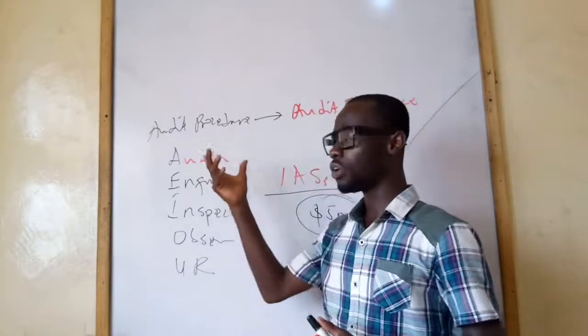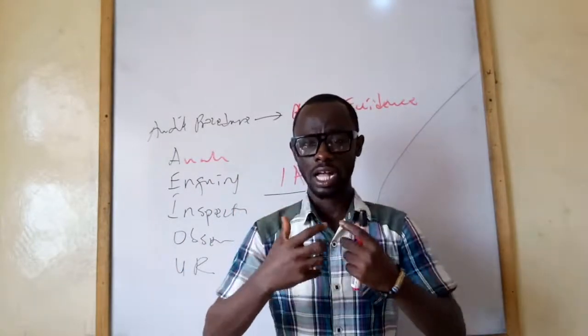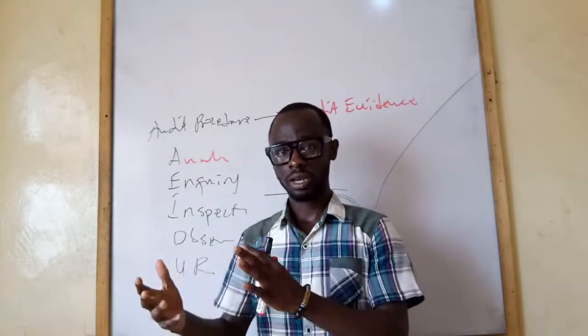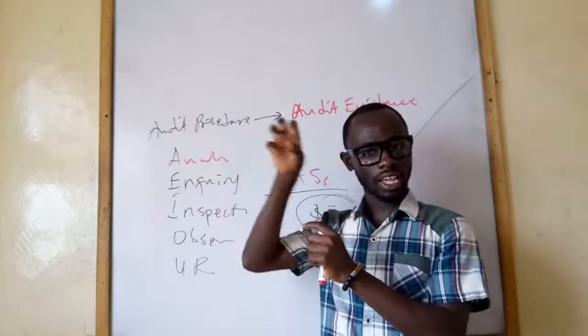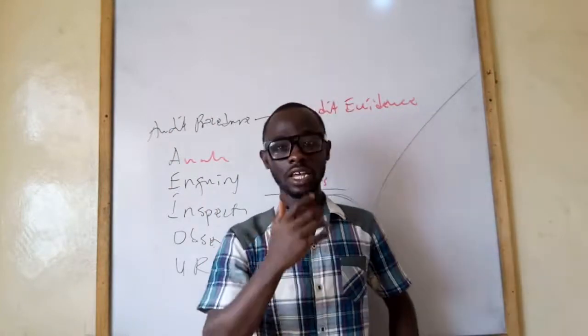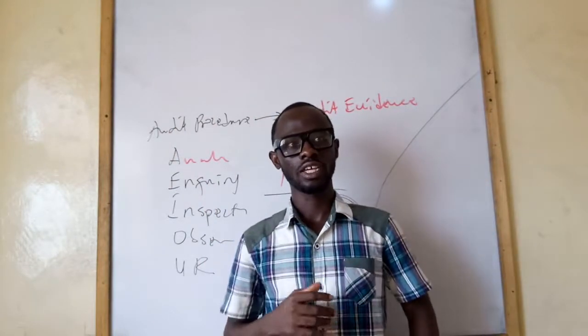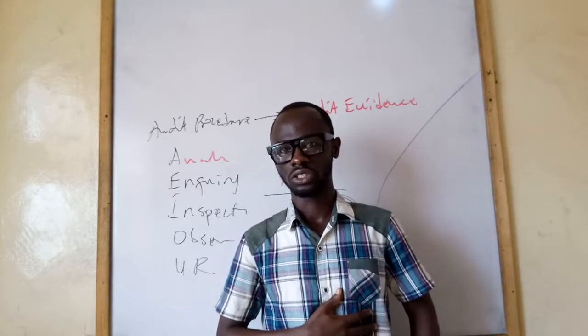Remember, as an auditor, you must always come with what we call professional skepticism. What it means is that you must have a question in mind. You don't just take things at face value. You come and they tell you the inventory is $1,500.